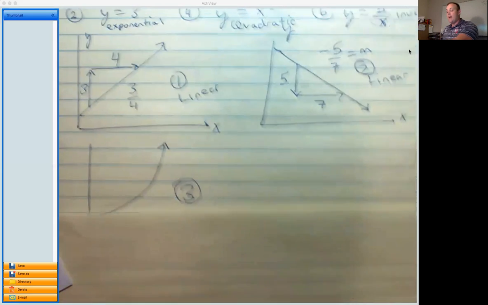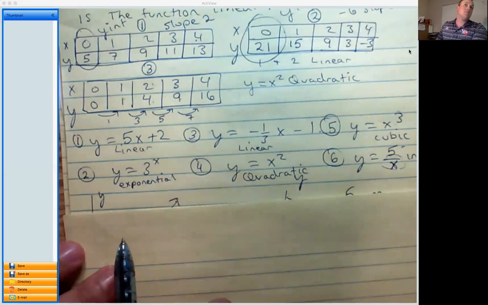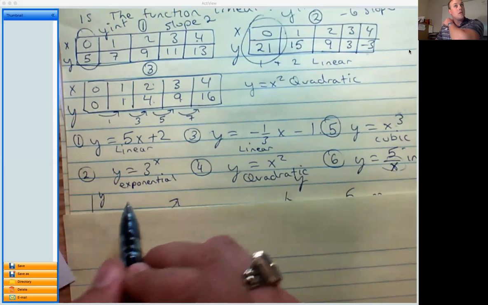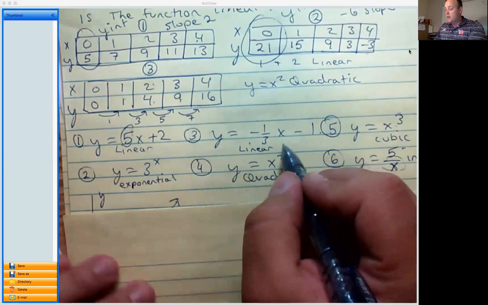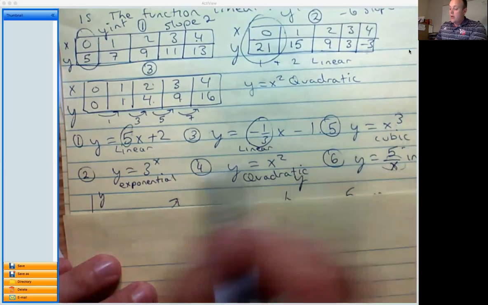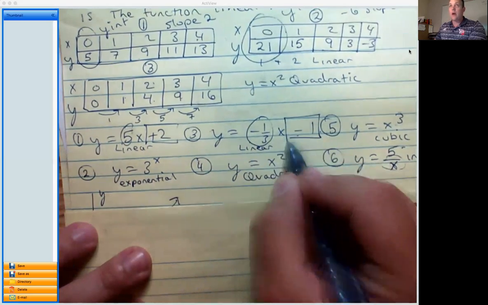One thing I didn't go back through on the linear equations: where are our slopes? It's in front of the x. So our slope for equation 1 is 5. And our slope for equation 3 is negative one third. And that would leave 2 and negative 1 to be your y-intercepts.